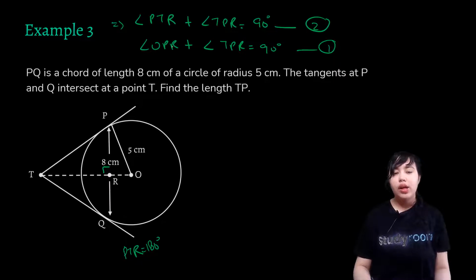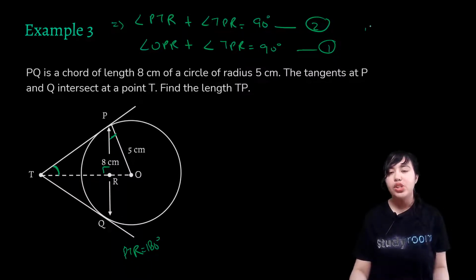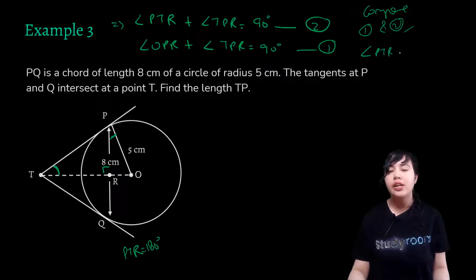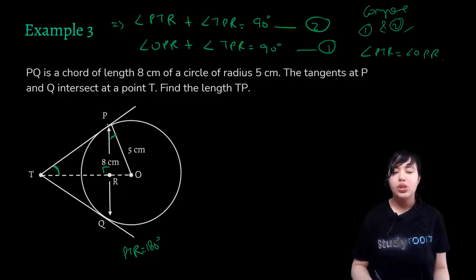So now we see that angle OPR, this angle, and angle PTR are equal. How are they equal? If you compare equations 1 and 2, you will realize that TPR is common, 90 is common. So on equating, you will realize that angle PTR is equal to angle OPR. So these two angles are equal.